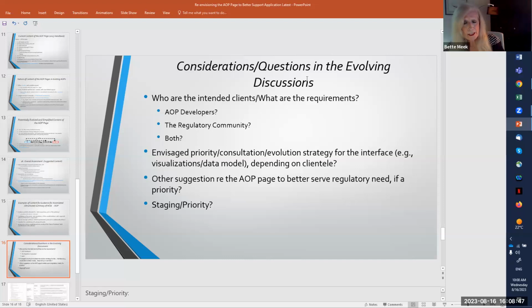And then in terms of staging and priority, I'm not entirely sure what will fall out when, or what will be supported with available resources for development of the Wiki 3.0. So again, I think that's something in terms of how we would orchestrate any revision of the handbook to better support regulatory application.